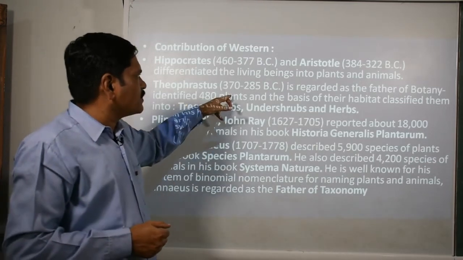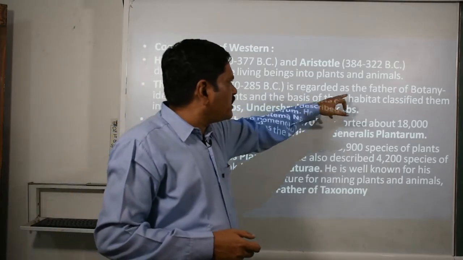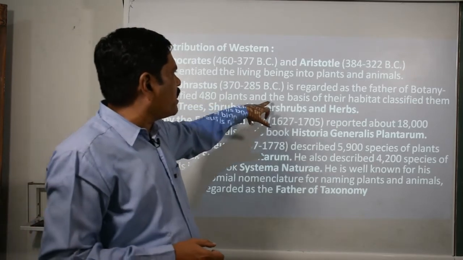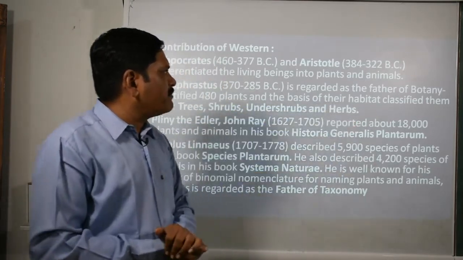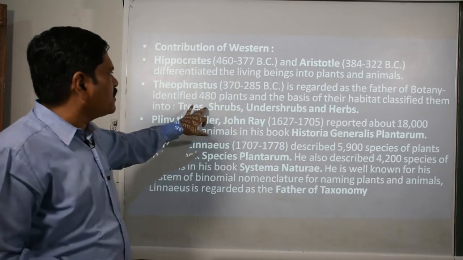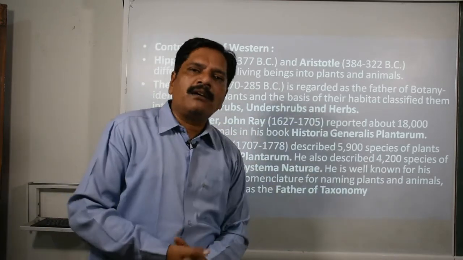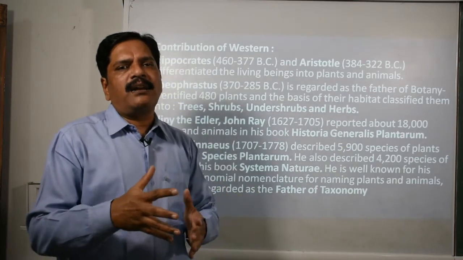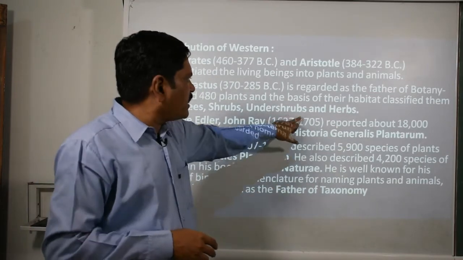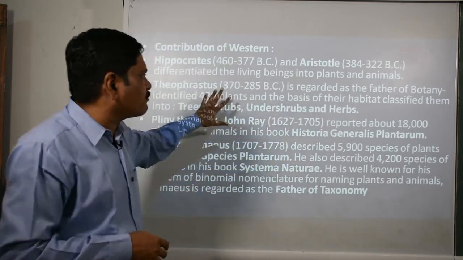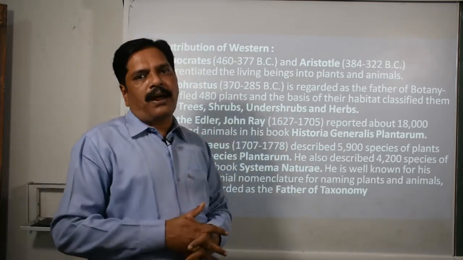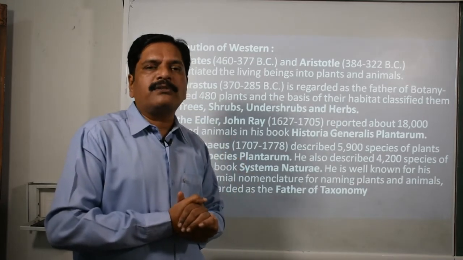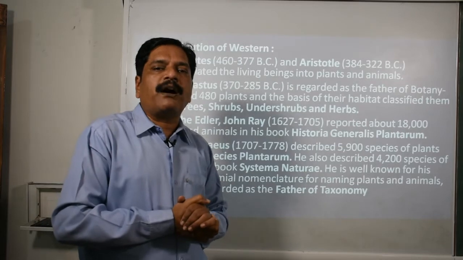Then Theophrastus is regarded as the father of botany. He identified nearly 480 plants and, on the basis of their habitat, classified them into trees, shrubs, undershrubs and herbs. The present categories are trees, shrubs and herbs, but one more category was there, the undershrubs. So these are the four categories of plants. This is the first systematic way of classifying plants, so that's why he is named the father of botany.